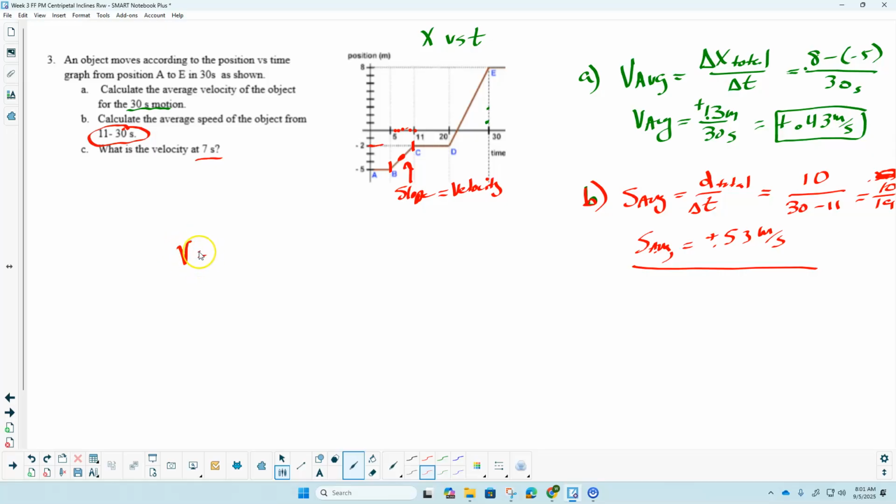So the velocity, because it's constant, like these are all constant velocities. So the velocity would be the displacement over the time. So again, another slope kind of idea.